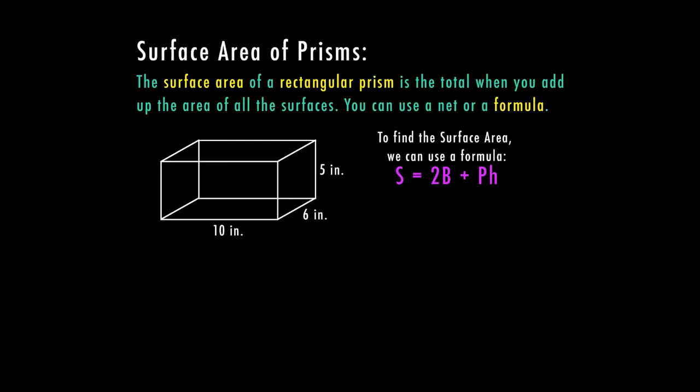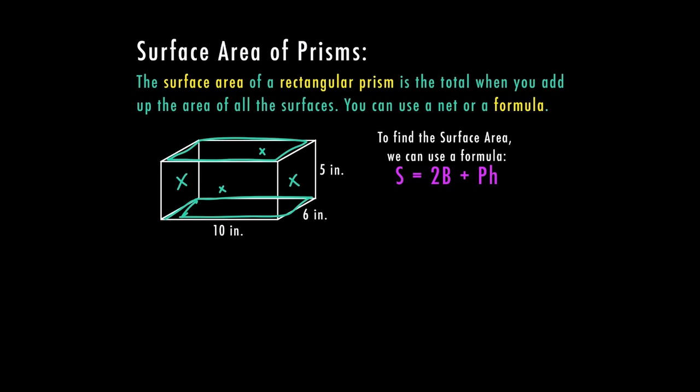That P times H is your lateral area. So that's going to be the area of these sides right here. So this side, this other end, the front of the box, and then that back side back there. So it's not going to include this section, that's your top, and this is your bottom.